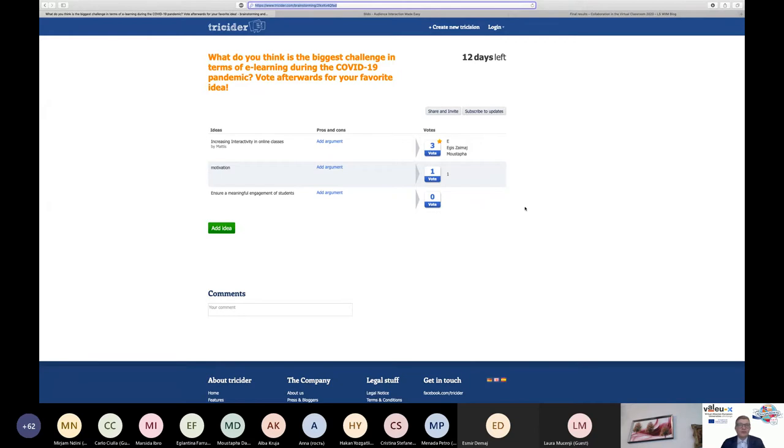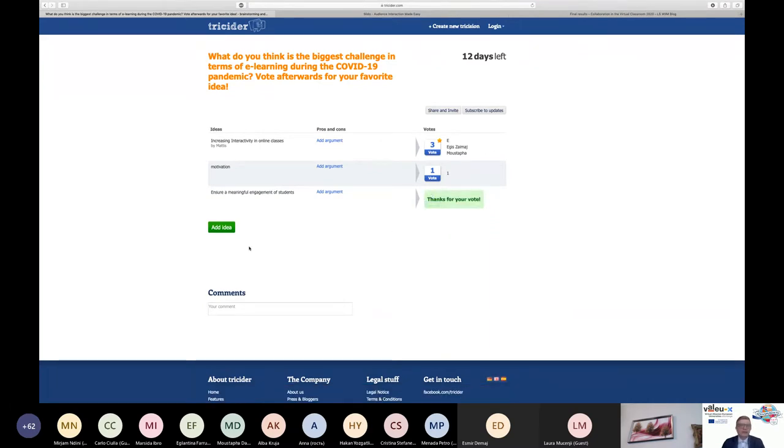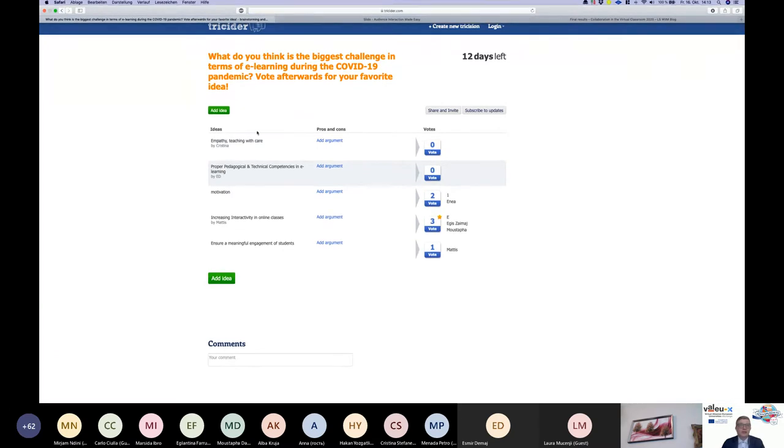Oh, so we have some more ideas here, like motivation or ensure a meaningful engagement of students. I really like that. I think I vote for that one. So, yeah, more ideas and votes are welcome. I just refresh to see.